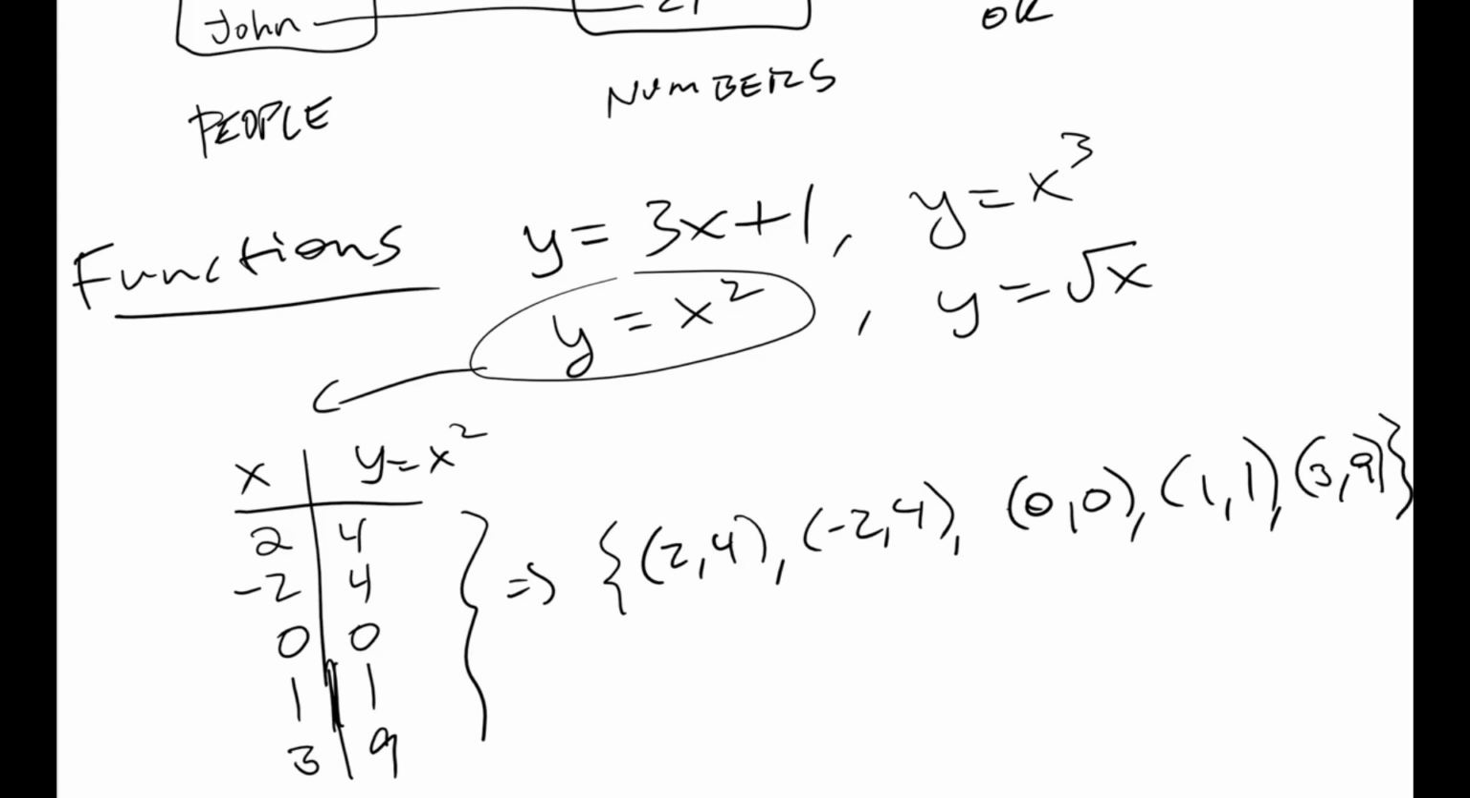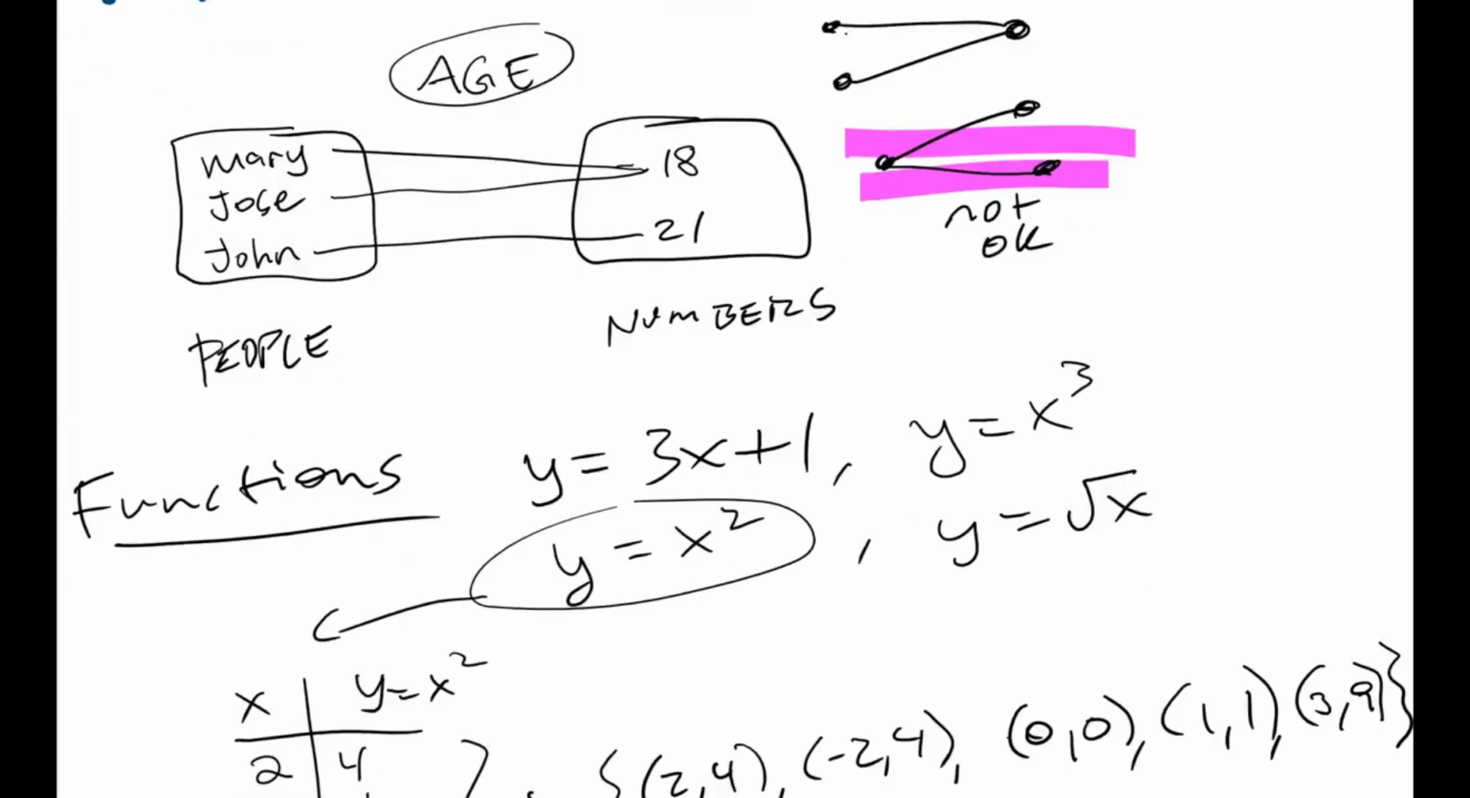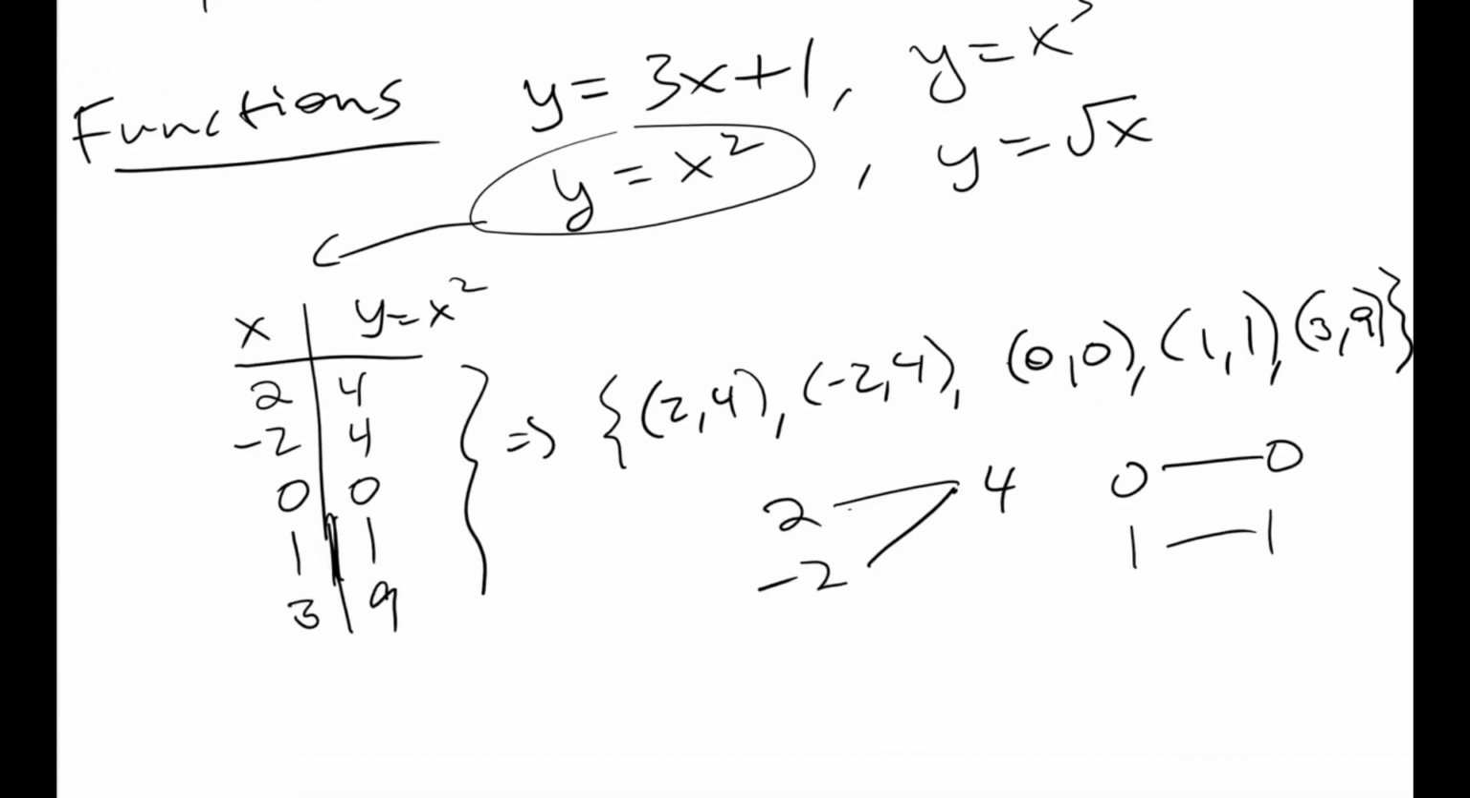Okay, now let's look at this. Notice that 2 and negative 2 both went to 4. That's okay. Notice that 0 went to 0. That's okay. 1 went to 1. That's okay. All right, so everything's working out great. We didn't have this situation where one term went to two terms. We won't have that here with x squared. All right, so you might be wondering, well, which ones would?